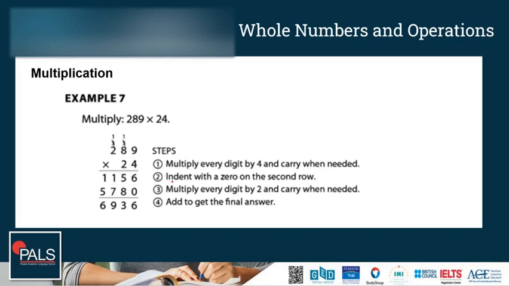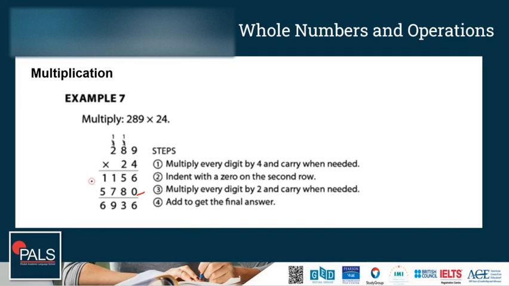Step number 2, indent with a 0 on the second row. Okay, we will indent a 0 on the second row, and then multiply every digit by 2 and carry when needed. Okay, the second digit. So 2 times 9 is 18, carry 1. 2 times 8 is 16, plus 1 is 17, so carry 1. 2 times 2 is 4, plus the carry 1, 5. So we have 5, 7, 8, then the 0 that we used to indent the second row.